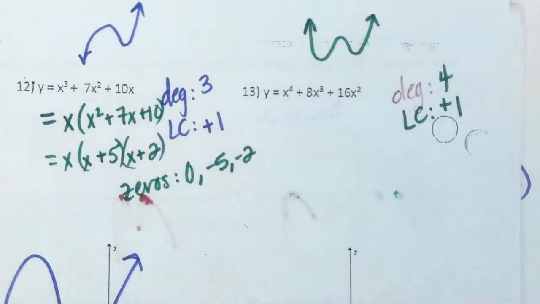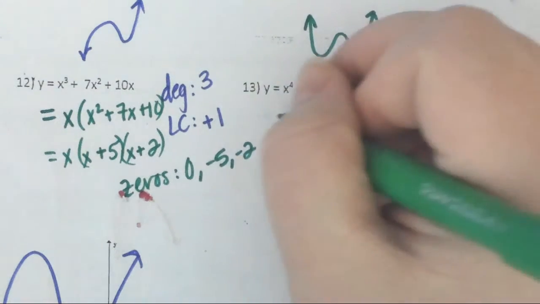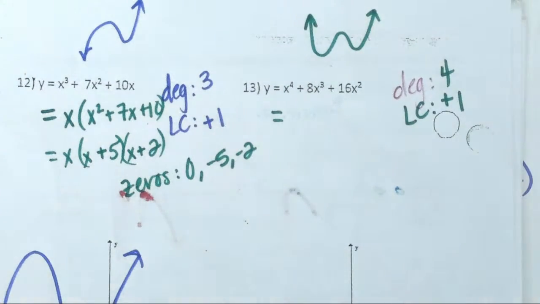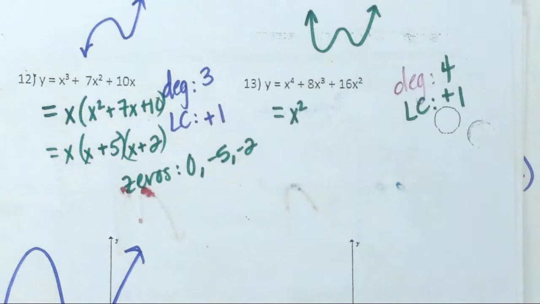Okay, so I know I'm going to make a W. I need to factor this first and figure out my zeros. What can I factor out? What comes out? I actually heard you. Say your words again, Jack.